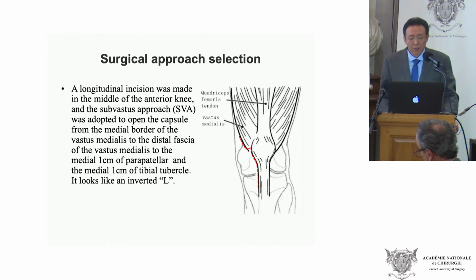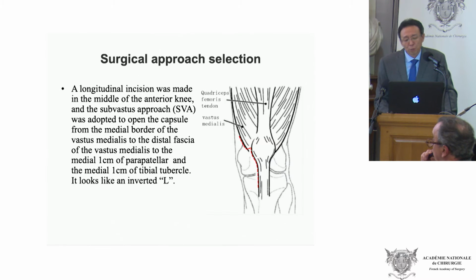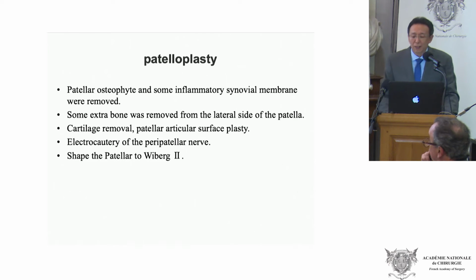Surgical approach selection. A longitudinal incision was made on the anterior knee, and the subvastus approach was adopted to open the capsule from the medial border of the vastus medialis to the distal fissure of the vastus medialis, to the medial 1 centimeter of the parapatellar and the medial 1 centimeter of the tibial tubercle. It looks like an inverted L.